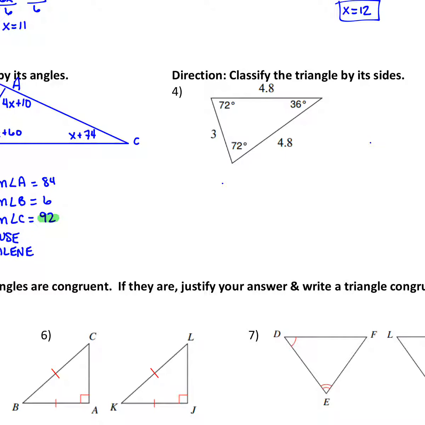4's easy. They gave us all our numbers. We don't have to solve for anything. But we are going to classify it by its sides and then by its angles. So when I look at it, I've got two congruent sides. And a triangle with two congruent sides is an isosceles.